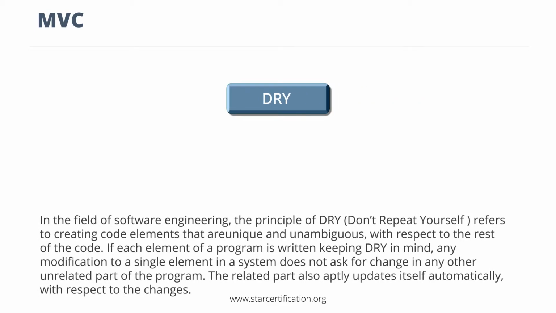In the field of software engineering, the principle of don't repeat yourself refers to creating code elements that are unique and unambiguous with respect to the rest of the code. Each element of a program is written keeping in mind that any modification to a single element in a system does not ask for change in any other unrelated part of the program. The related part also aptly updates itself automatically with respect to the changes.